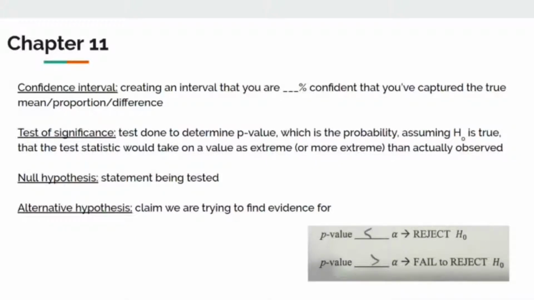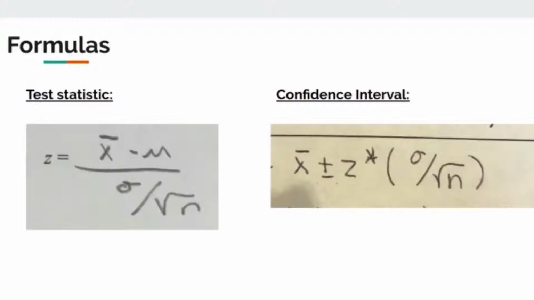So a test of significance is a test done to determine the p-value, which is a probability, assuming the null hypothesis is true, that the test statistic would take on a value as extreme or more extreme than actually observed. In terms of tests of significance, we have the null hypothesis and then the alternative hypothesis. The null is the statement being tested, and the alternative hypothesis is the claim we are trying to find evidence for. The formula for a test statistic is z equals x bar minus mu over the standard deviation divided by the square root of n.